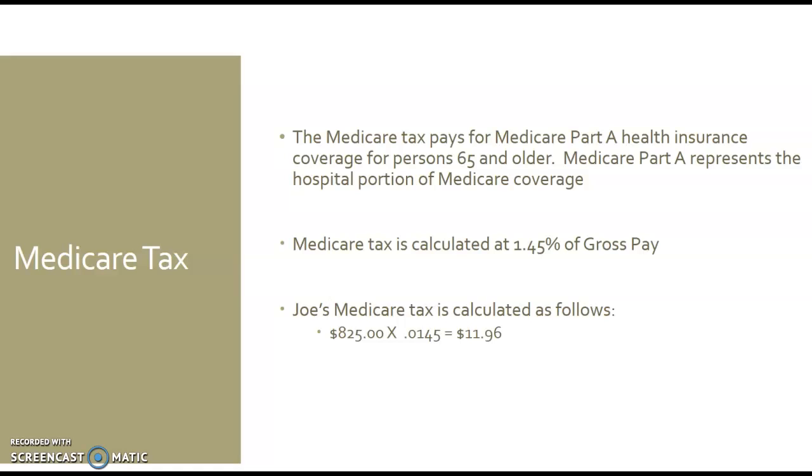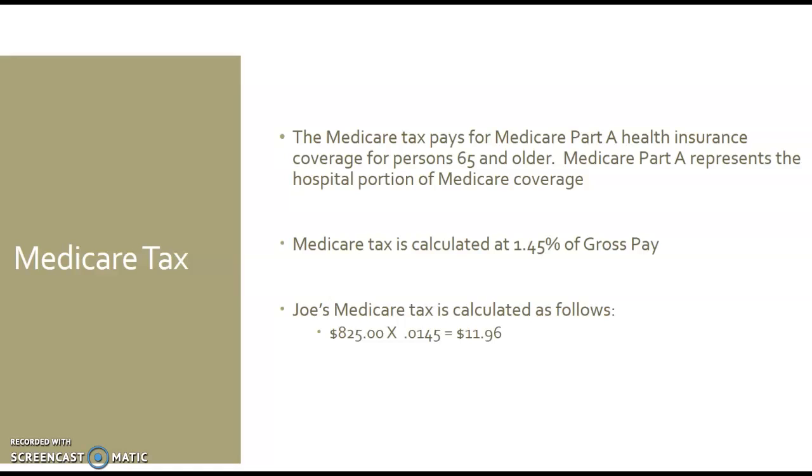Medicare tax pays for Medicare Part A health insurance coverage for persons 65 and older. Medicare Part A represents the hospital portion of Medicare coverage. You may hear people refer to it as hospitalization. Now, it's not the part that pays for the doctor. That's paid by the individual. But this is Part A health insurance coverage. So, Medicare tax is calculated at 1.45% of gross pay.